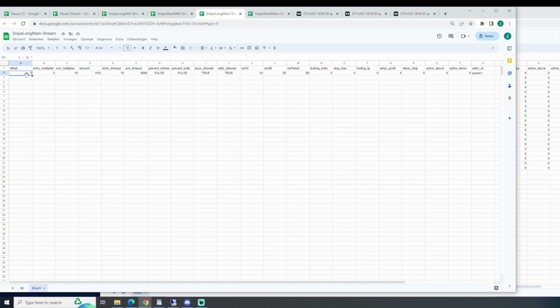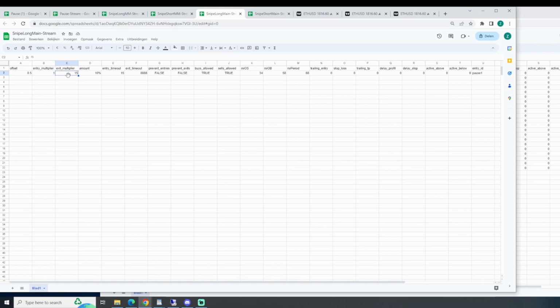Now we see the offset. The offset basically means how far away from the price would you start bidding. We know that the spread between buying and selling on Bybit is $0.50. So let's set this to $0.50, which is somewhat the minimum value that you can give this, right? So 0.5. Entry multiplier. You can forget about this function. You can always keep this to 1. Then we see the exit multiplier.